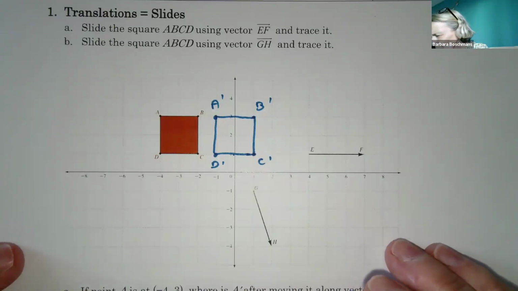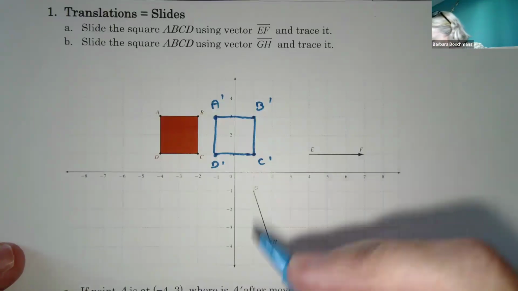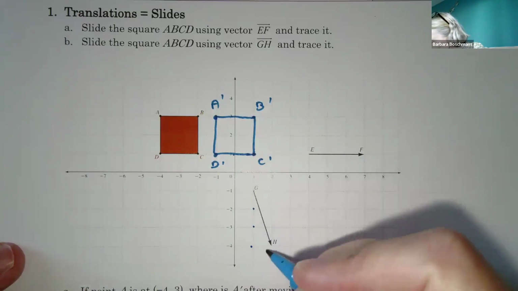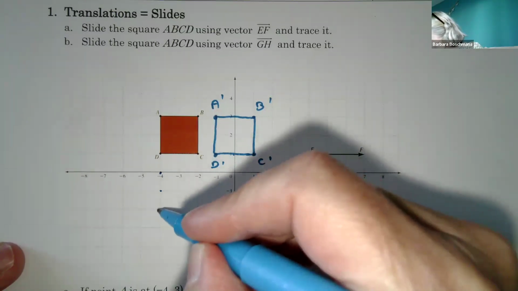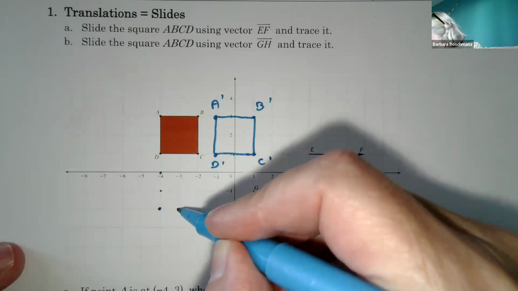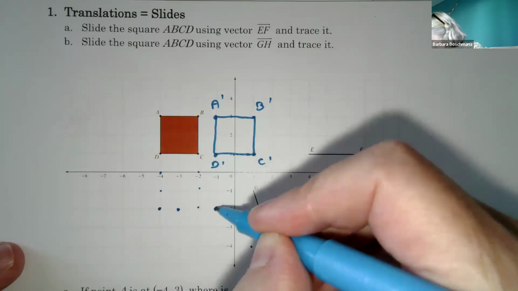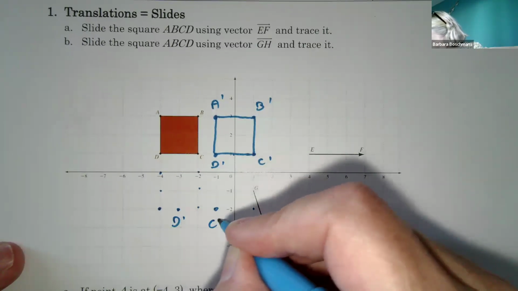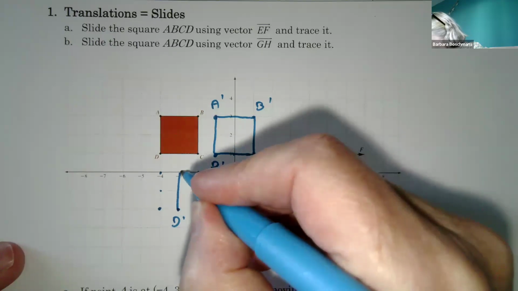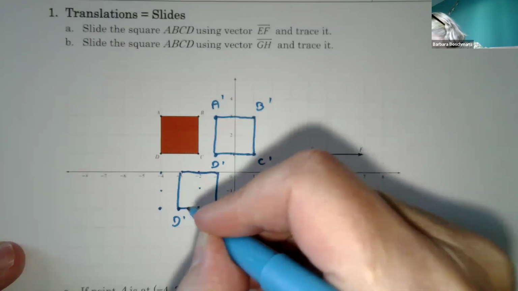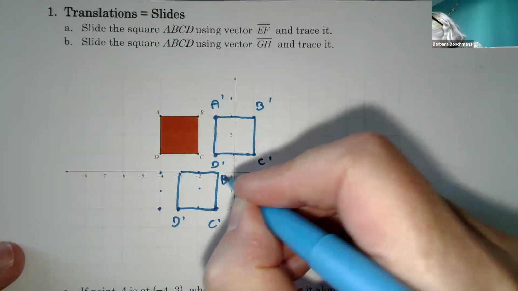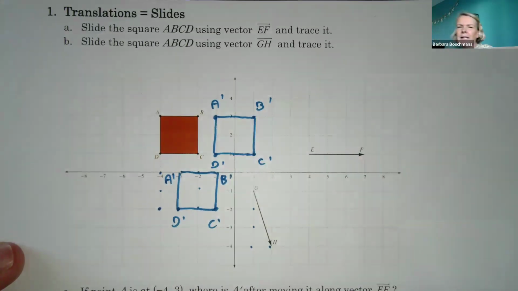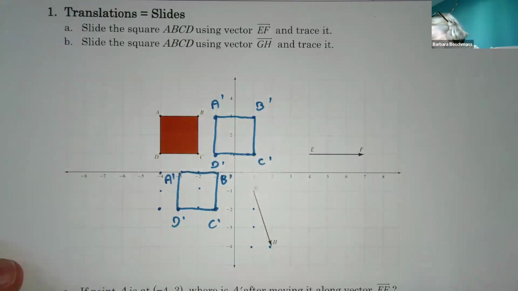If you look at B and you have vector GH, you go 1, 2, 3 units down, 1 unit to the right. So you take each point, you go 1, 2, 3 units down, 1 to the right, 1, 2, 3, 1 to the right. So here's my D prime, C prime. And we are starting with the original square again. You can make a double image. We're not doing that for this one. And that is the image of square ABCD along vector GH.